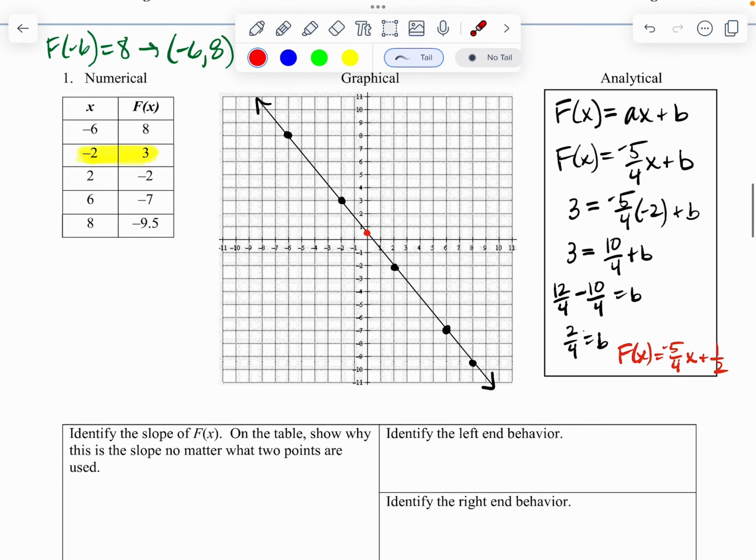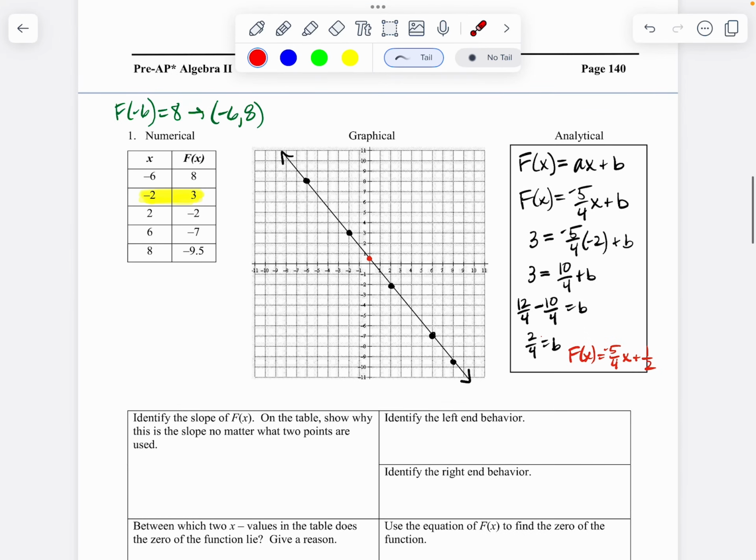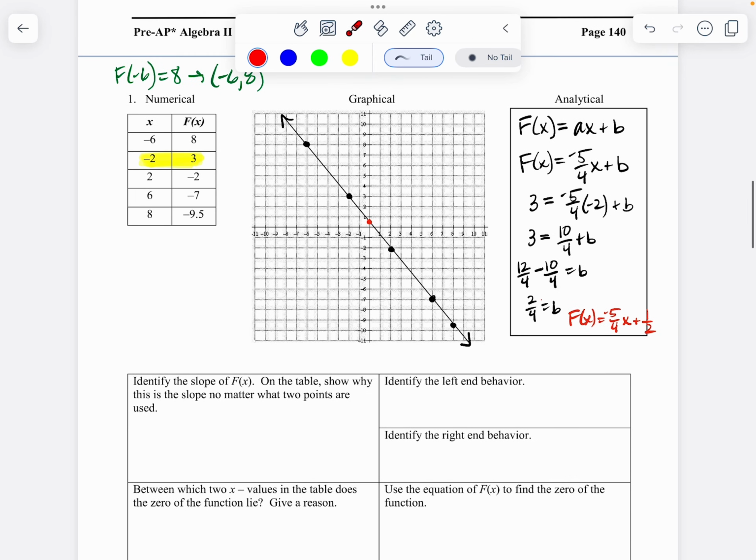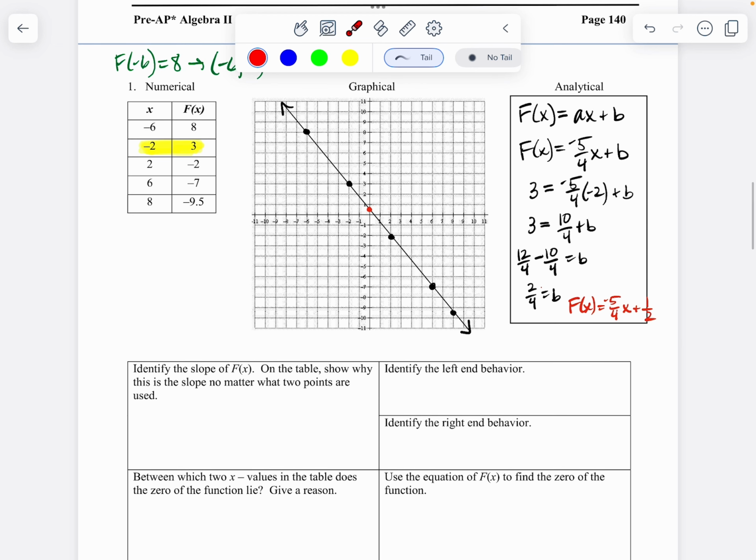All right, so now let's use what we just did and work with the three different representations we have to answer the questions below. So this says, first of all, to identify the slope of f of x. Well, we've already done that in the equation. We can see that from the graph, negative 5 over 4. We can see it from the equation, negative 5 over 4. And if we use the slope formula over here in the table, we could also get the slope from that.